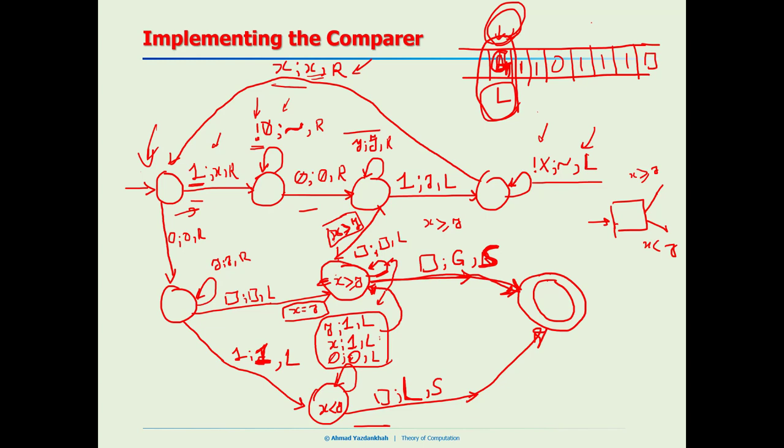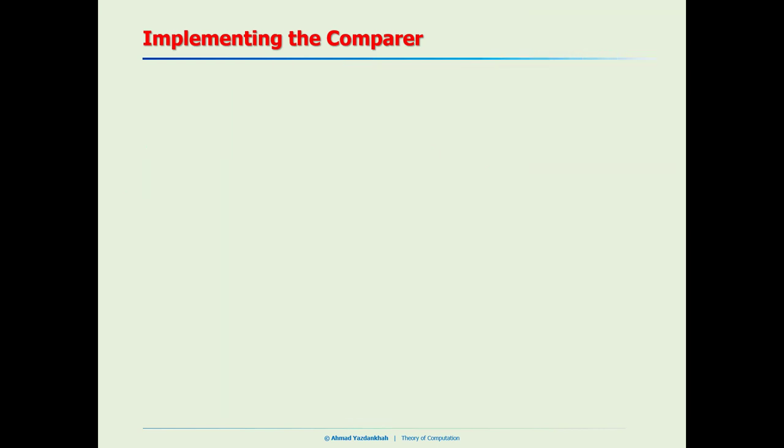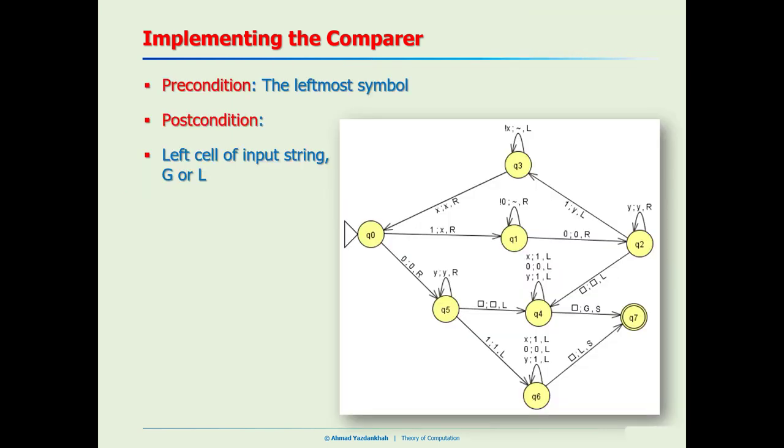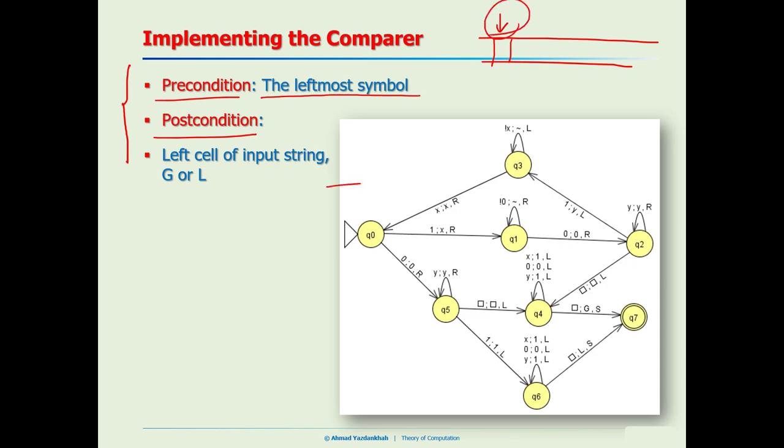To save some time, I implemented this in JFLAP, and here is the solution. As you see, I put a precondition and a postcondition here. The precondition, as I said before, is the condition of where we have the cursor, because you remember that I said all of these blocks are going to use the same tape. So it is important where we receive the cursor at the beginning of the block and where we put the cursor when we are leaving the block.